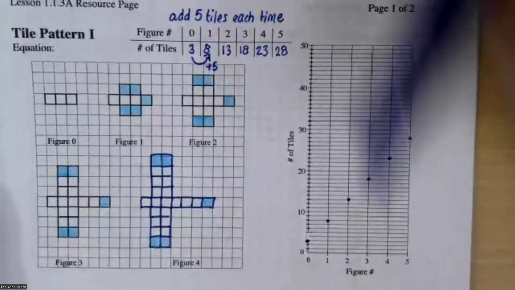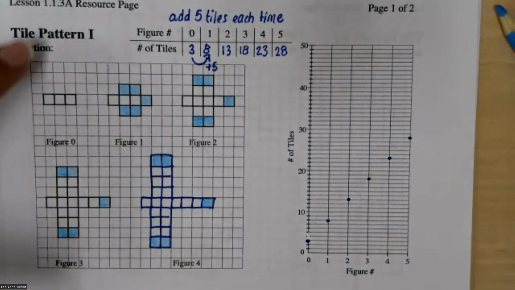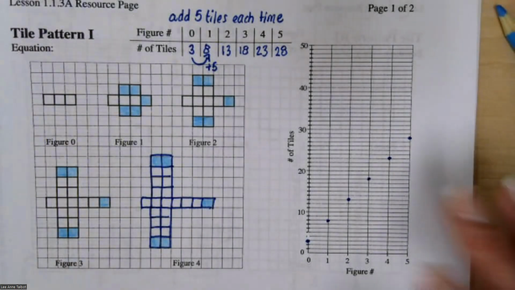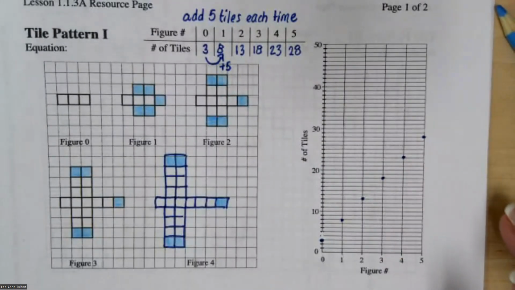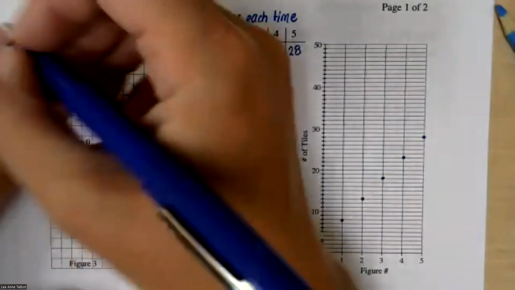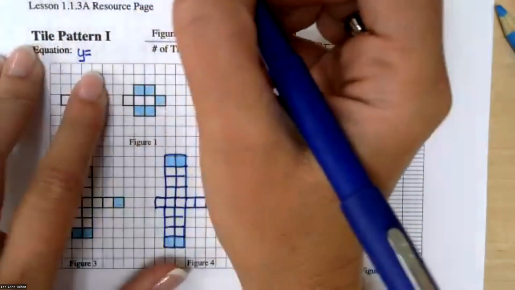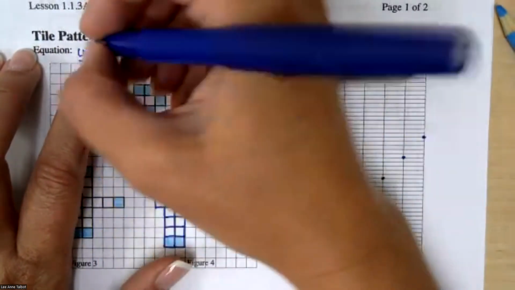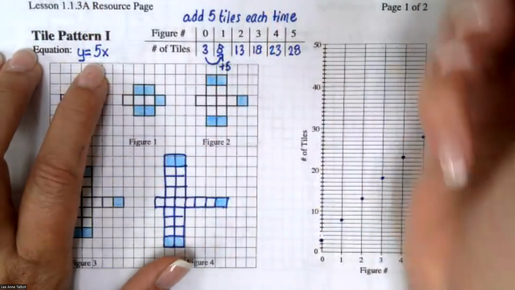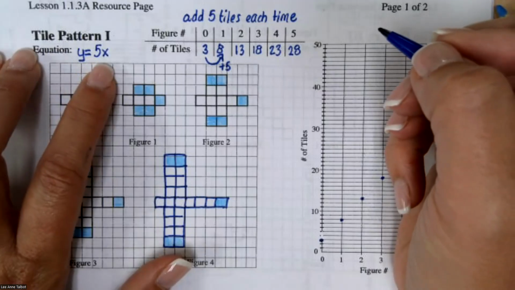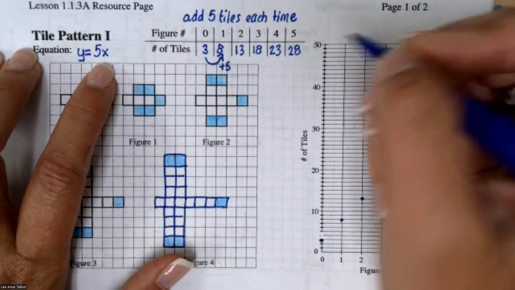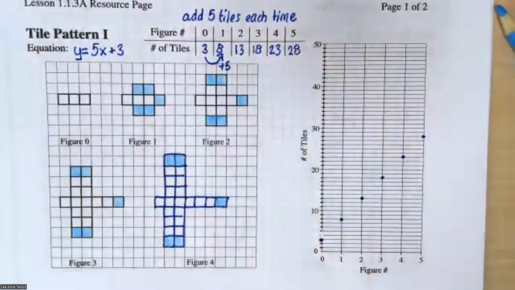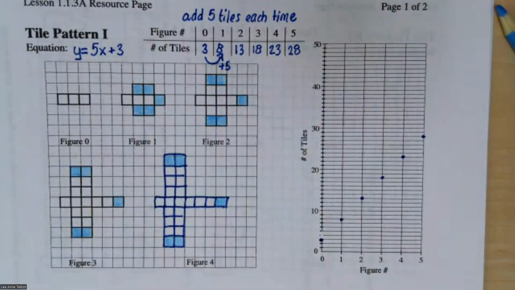Hold on. I didn't finish tile pattern 1. I forgot something. That's the equation. Does anybody remember how to find the equation? It's x plus 5. Okay, true, but it's not quite x plus. Okay, so you're right. It's plus 5 each time. So we write y equals. The amount it's going up each time goes in front of the x. So 5x plus 3. So it always goes growth x plus figure 0.